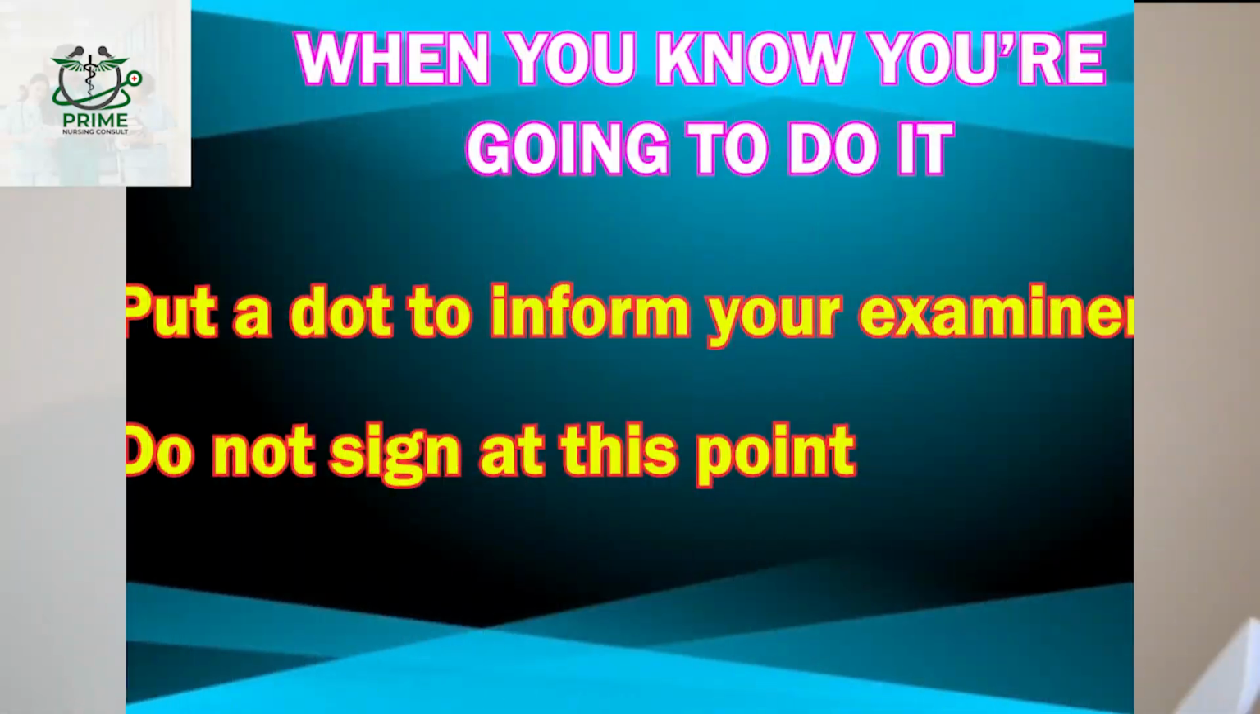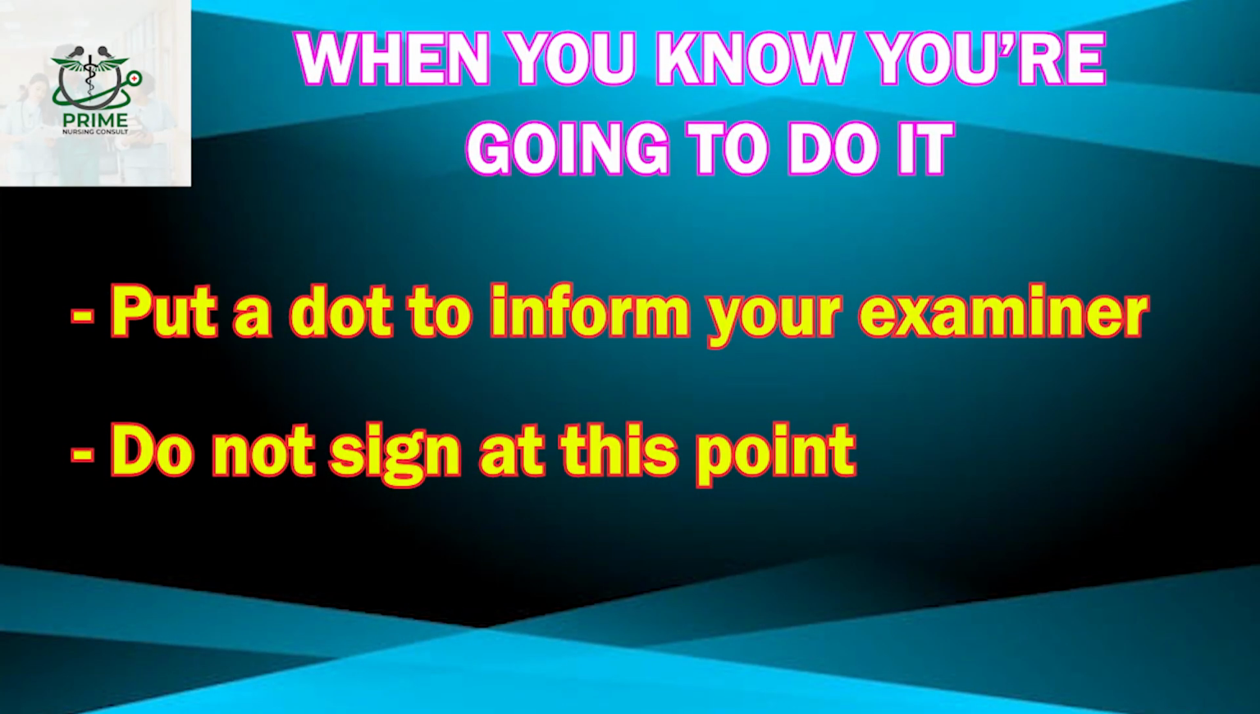any medication that falls under 1600 hours and everything about the medication is correct, the dosage is correct, the time, the frequency, the prescriber, which is the doctor's signature, bleep number, and everything is complete, then I know I'm going to give it. So what I'm going to do is I'll just put a dot, inform my examiner that I'm going to just put a dot to note that I'm going to give this medication later on. Do not sign, okay? Do not sign at this point.